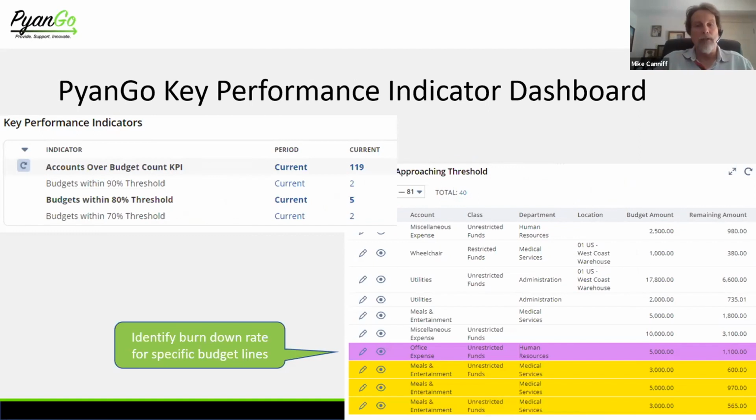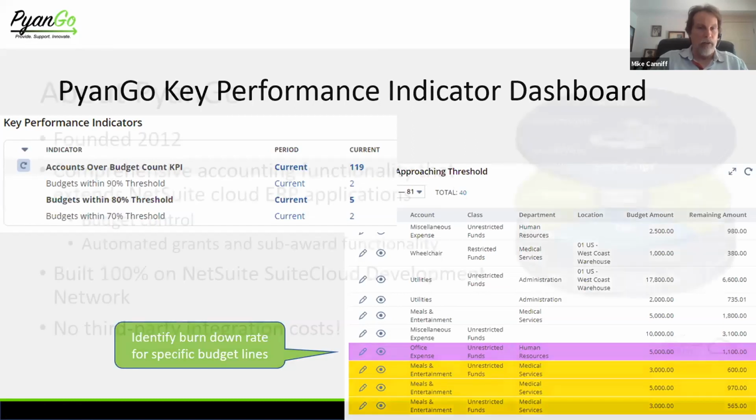And then from the Pienso side of things, we deliver some key performance indicators. This is another reporting technique to tell you which budgets are close to going over. So that gets an idea of your burn down rate of different budget line items. And so you can then drill down and look at the details from there.